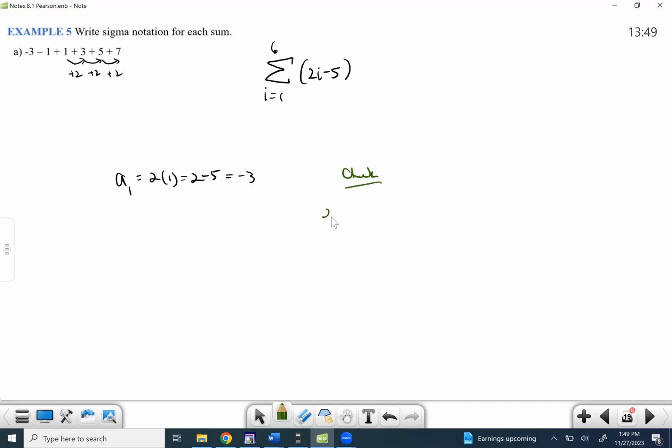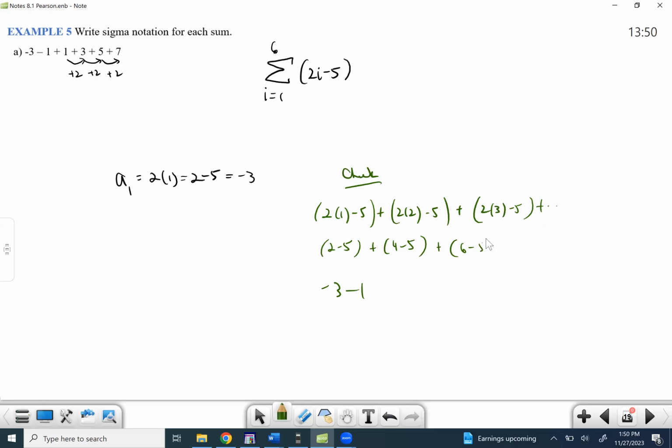If I substitute in a 1, substitute in a 2, I probably won't check the whole thing. 3 would probably be good. And if I substitute in a 3, is this getting me what I want? Let's see. This one will become 2 minus 5, which is -3. This one will become 4 minus 5, which is -1. This one will become 6 minus 5, which is 1. It looks like it's working, you guys. You can see we already have the first 3 terms. So I'll just put plus up with that.